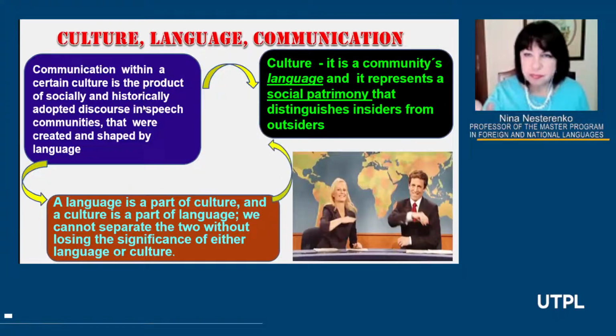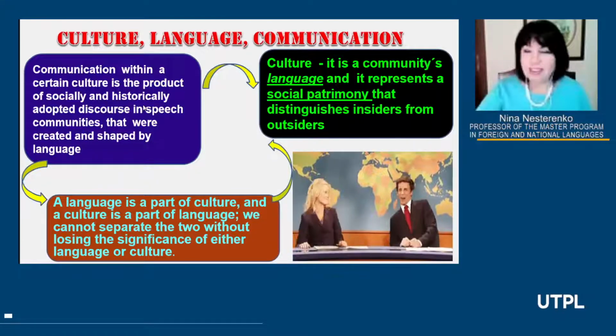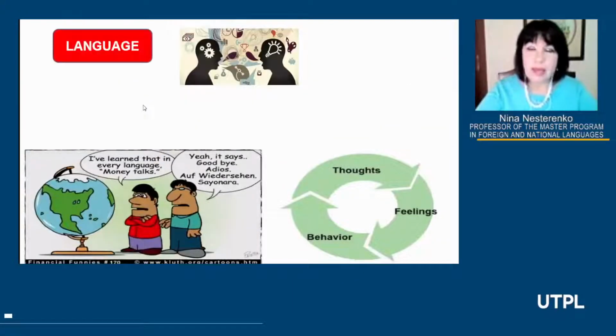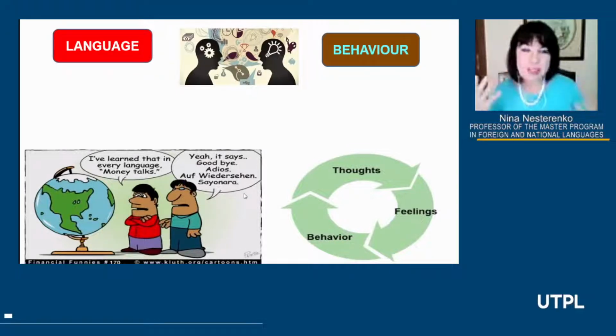So culture, language, and communication are all intertwined. As I have said, language influences our behavior because we behave during a speech act according to what we are accustomed to, according to sociocultural rules. For example, this is what cost me much when I came here to Ecuador. It cost me much not to interrupt people here because you have different behavior.